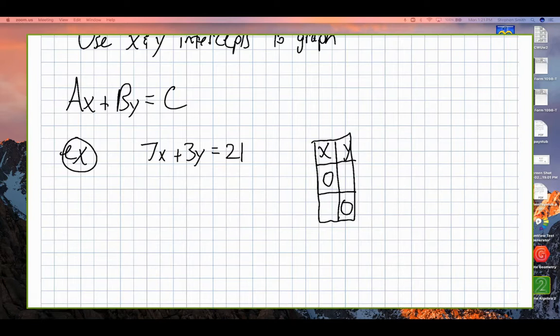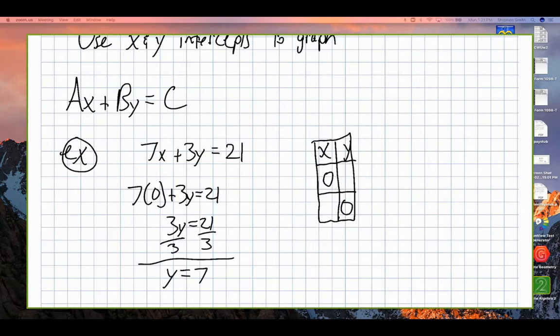So let's start off with using an x value of 0. We get 7 times 0 plus 3y equals 21. So we have 3y equals 21. Divide both sides by 3. And we get y equals 7. So that first point is at 0, 7. This is the y-intercept.